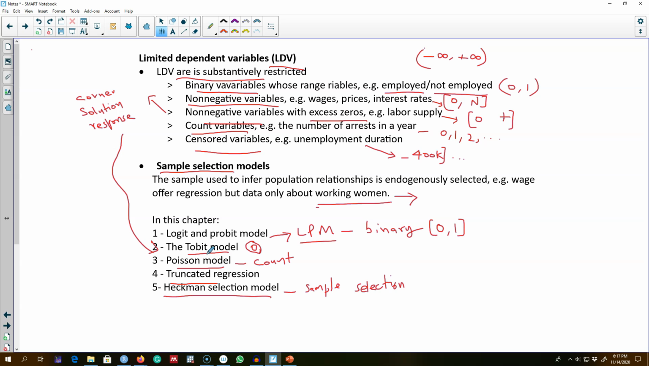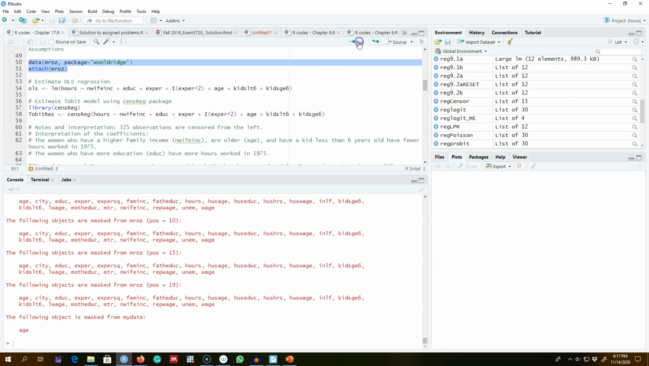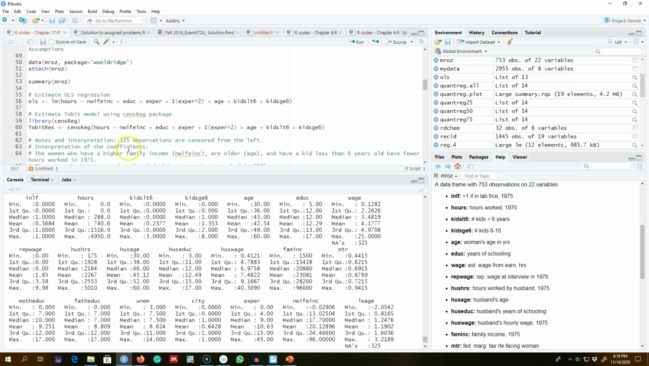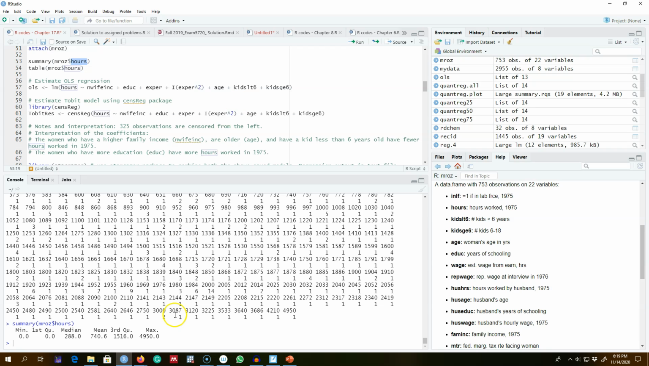Okay, so let's look at an example of a Tobit model in R. Here we are using the MROS dataset. This dataset MROS contains data of 753 women, and our dependent variable is the number of hours that a woman worked. Let's look at the summary statistics of this variable, hours. This variable varies from 0 to about 5000.